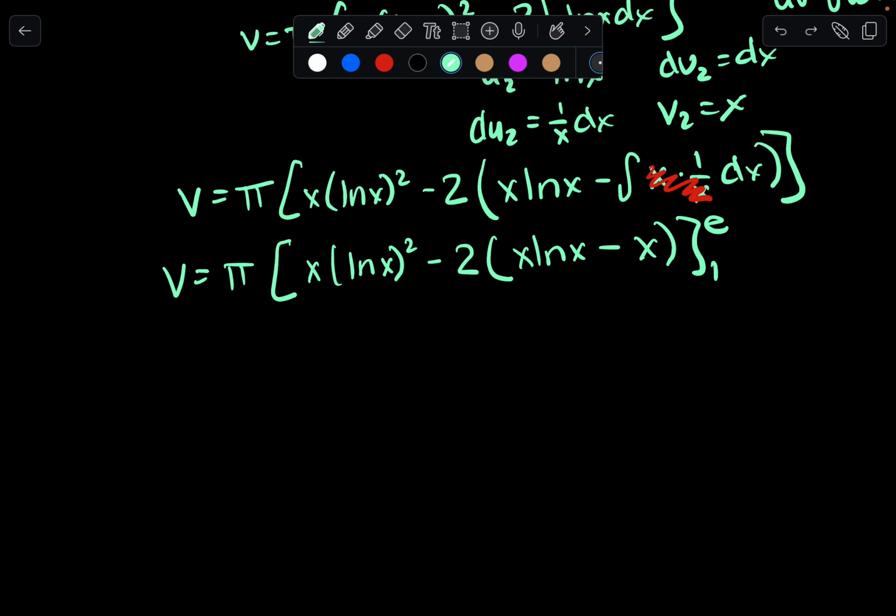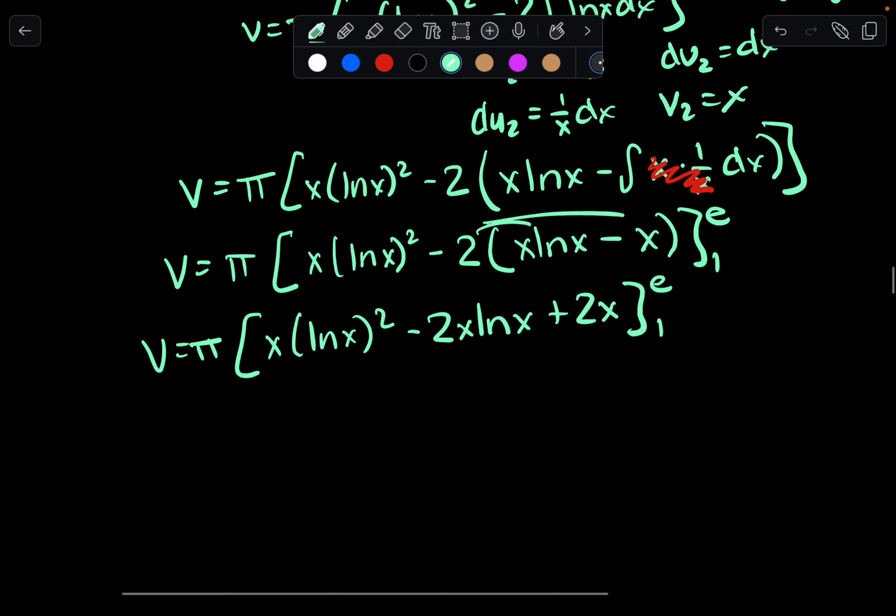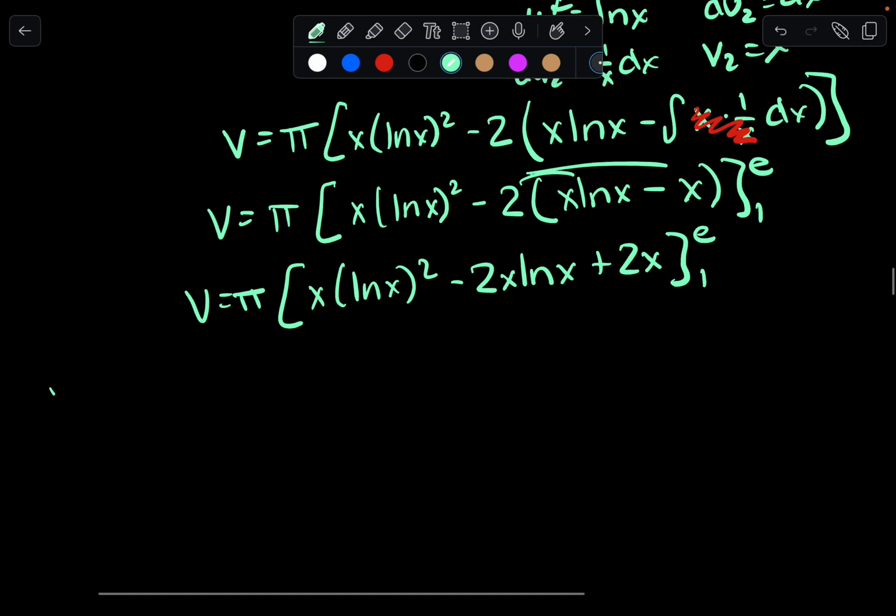Okay, so before we apply the first fundamental theorem of calculus, I'm going to go ahead and divide and see if I can combine any like terms. So I have x natural log of x squared. Distribute the 2, I get minus 2x natural log of x, and then I have plus 2x. Keep writing 0. All right, it looks like there's nothing to combine, so we'll go ahead and apply the upper bound and the lower bound.